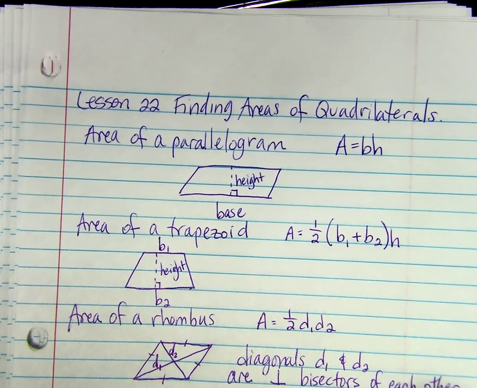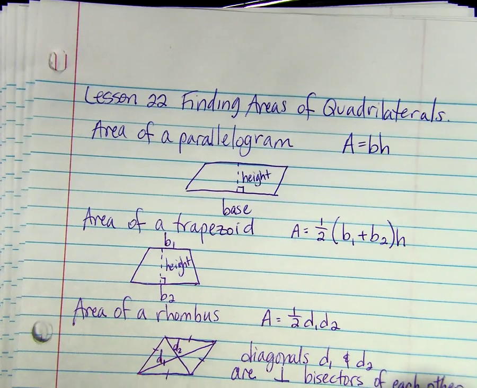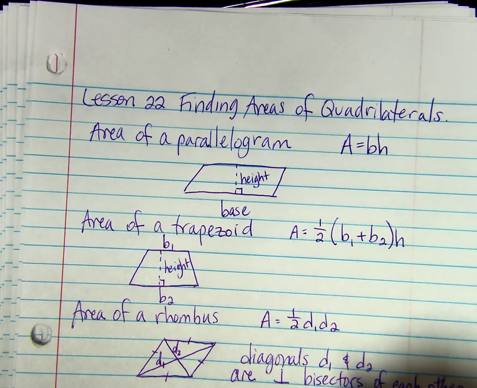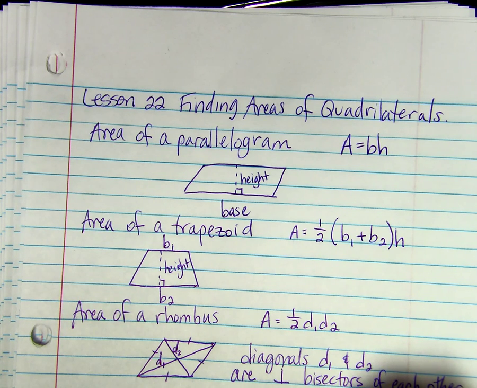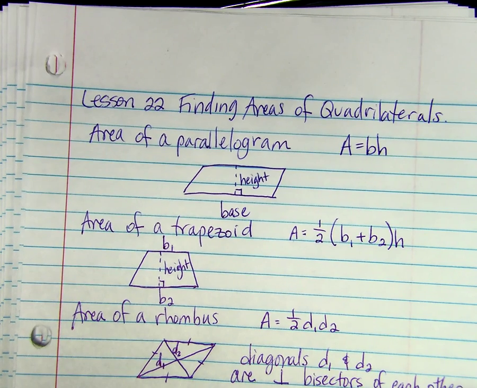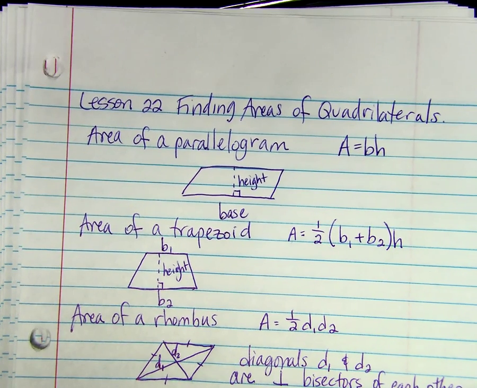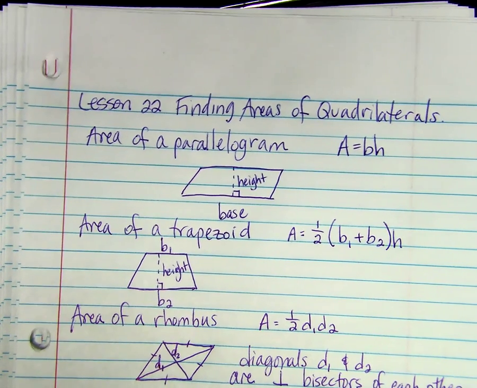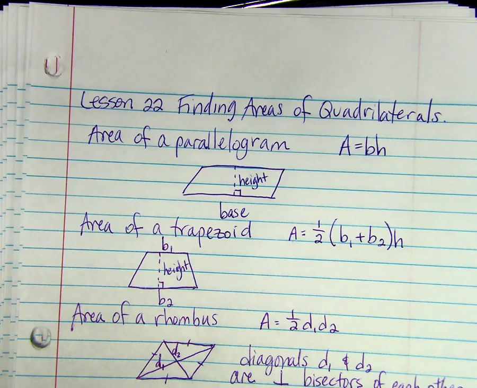If you are given the diagonals, and they're each 8 inches long, then the area is 1/2 times the diagonals multiplied together, which would be 32 inches squared.